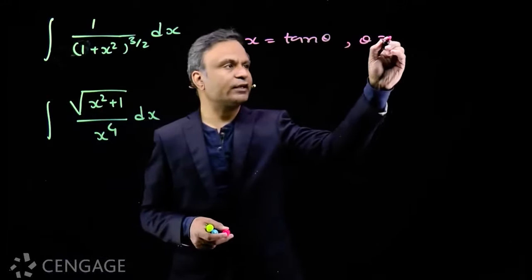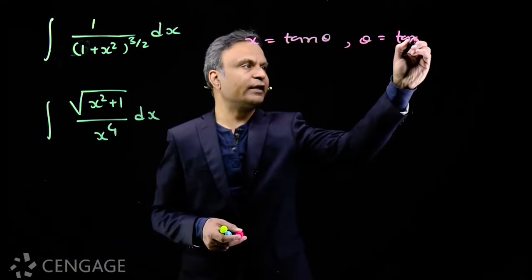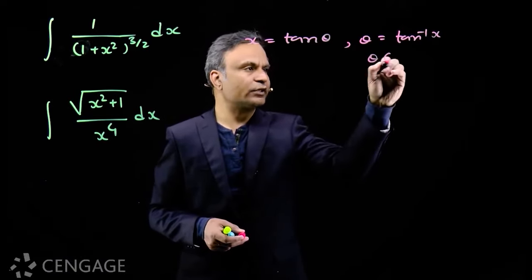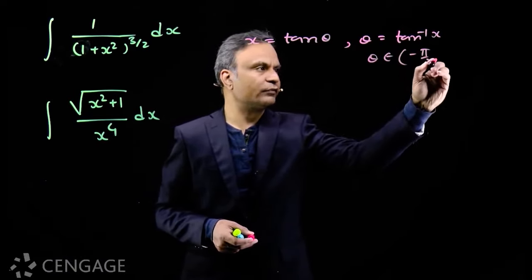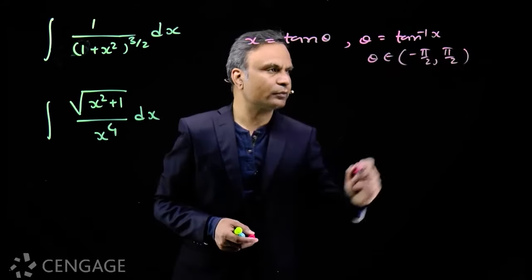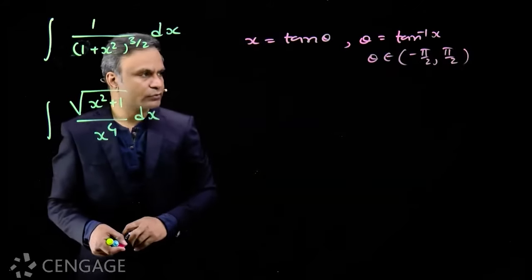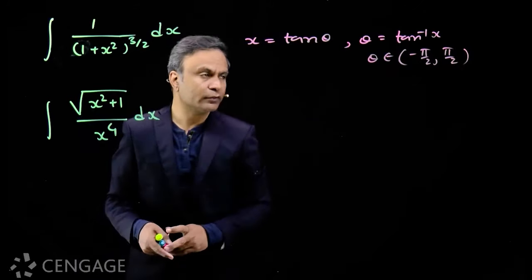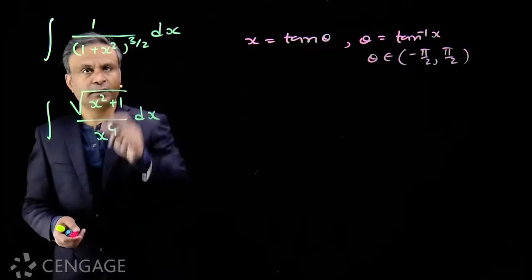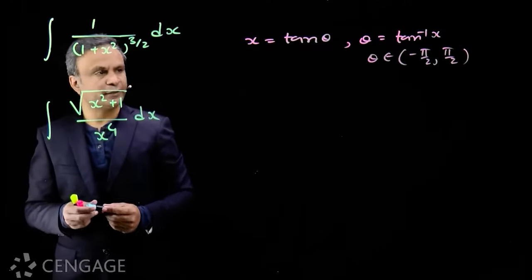So theta is equal to tan inverse x. So theta belongs to the open interval minus pi by 2 to pi by 2. Theta belongs to the first and fourth quadrants. Okay. Put x is equal to tan theta.